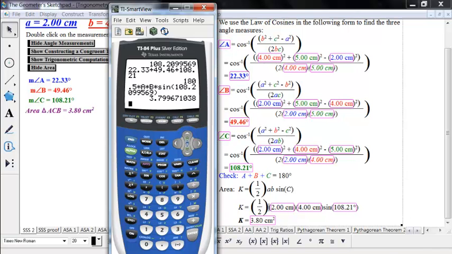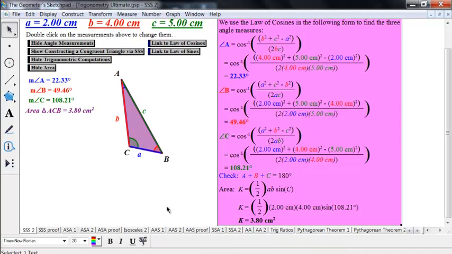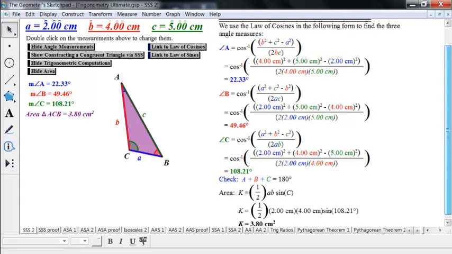And 3.799671038 square length units, in this case centimeters. So the final answer was correct there. Okay, so that's how you do a side, side, side.